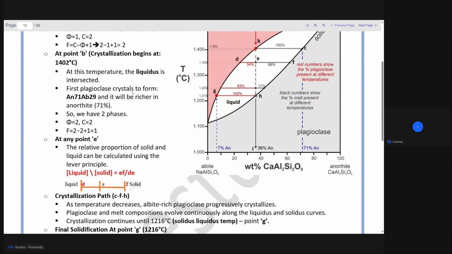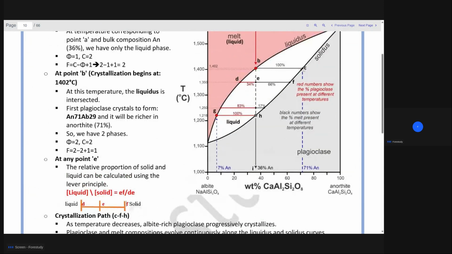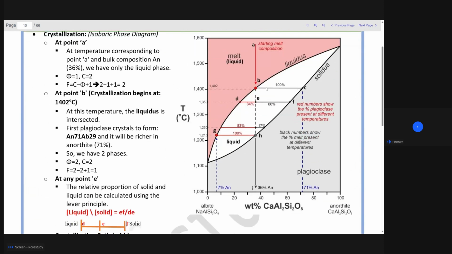The first plagioclase crystal to form is this one, C. At this point we draw a horizontal line that connects with the solidus, and then we project it to the weight percentage, and what we are getting is 71% anorthite and its complement, 29% albite. So we are getting 29% albite and 71% anorthite out of our melt. The first crystal that will crystallize is of C composition.